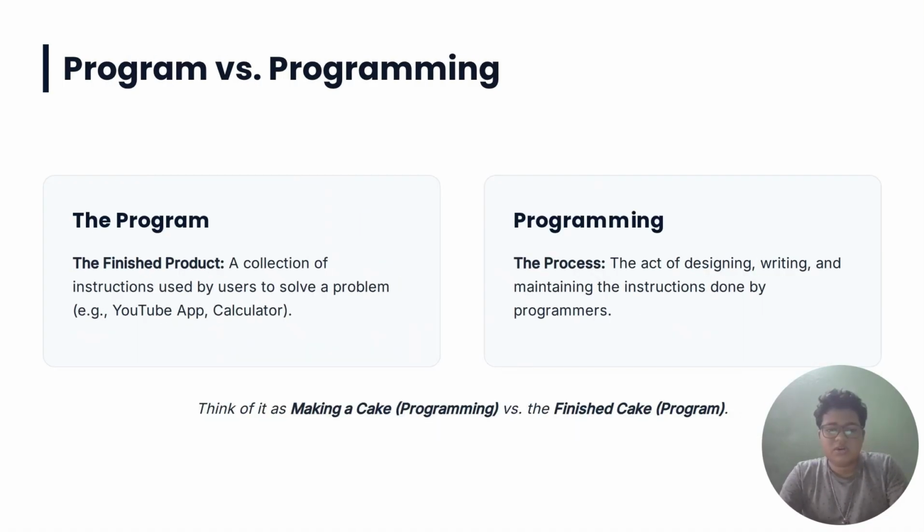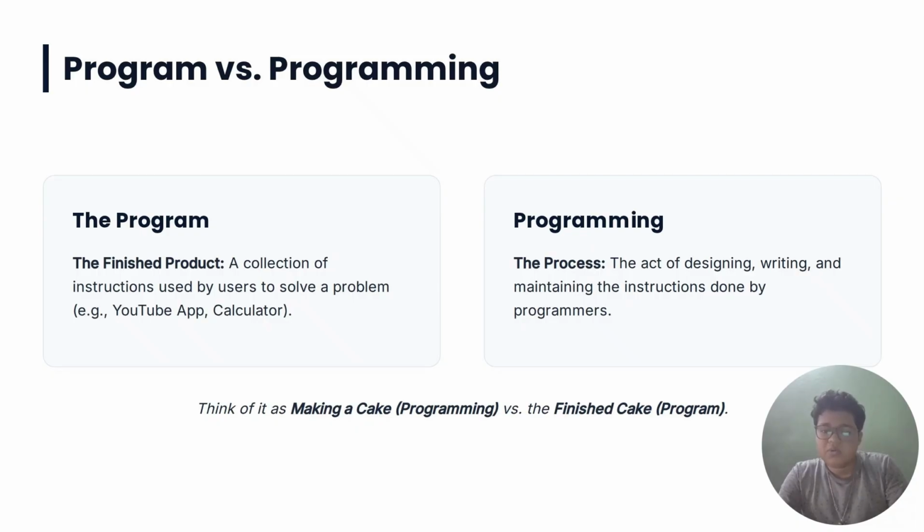Now we're talking about program versus programming. When we talk about program and programming, they both sound similar, but they aren't. The program is the finished product. It is a collection of instructions used by the user to solve a problem. Example, a set of code written to make a YouTube app or a calculator. It is a program. It is a set of instructions.